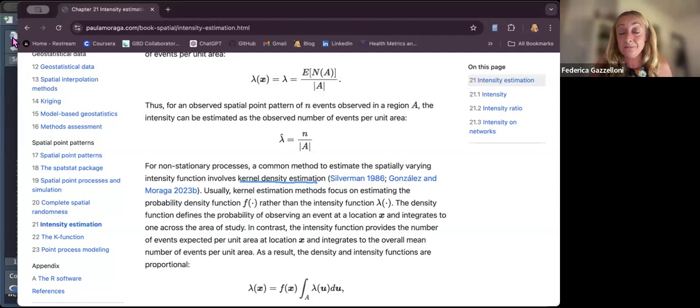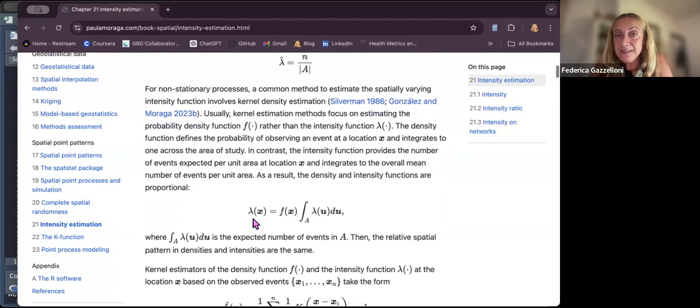The kernel is something that might sound tricky, and something that tricked me as well in the past, but the kernel estimation is the universe of the possibilities that something can happen within a certain area, in this case when we are talking about spatial point patterns. So the kernel density estimation is basically the area where these things can happen, where those points can be or could be found.